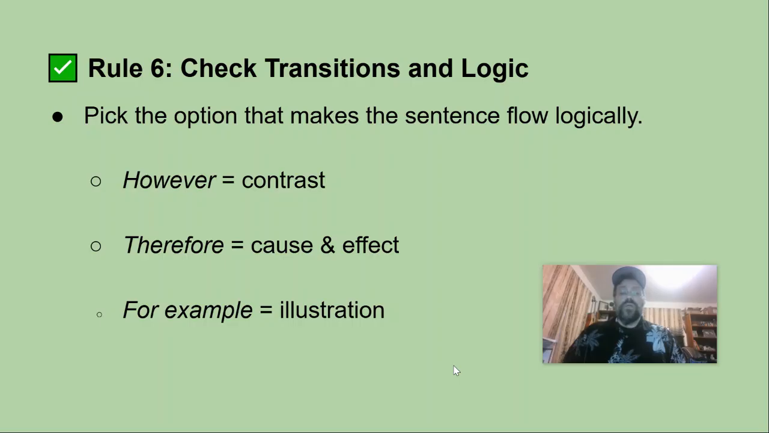All right, next one, transitions in logic. Pick the option that makes the flow. So when you say "however," that's when you are having a shift in the sentence, like it's going this way, however, we had something new. Or "therefore," it's this way, therefore, you've got an answer. So what it's saying there is that you continue the sentence, like it's cause and effect. Or "for example," and then you're going to have an illustration of it. So you want to make sure that your transitions follow a logic pattern there.